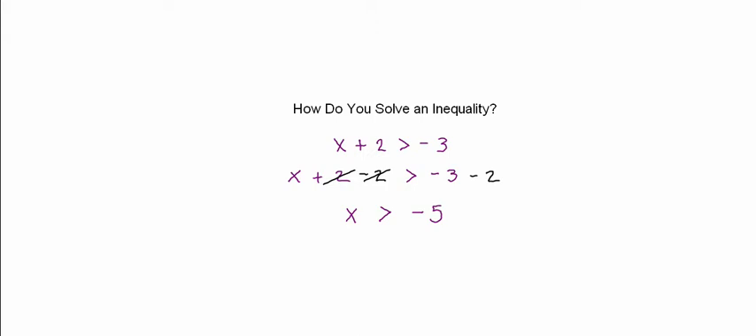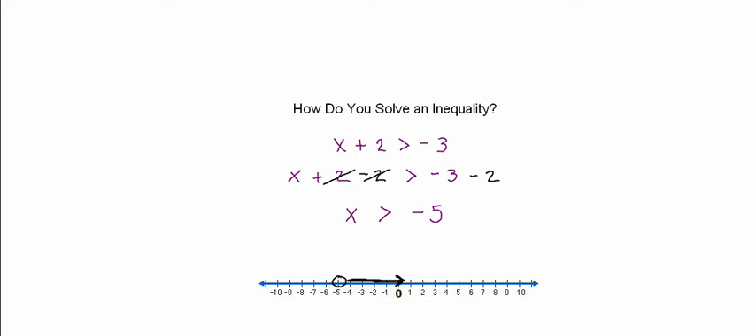So let's see what that would look like on a number line. We locate negative 5 on the number line and draw an open circle to show that negative 5 is not included in the solution. The solution would be all numbers greater than negative 5. And then we draw an arrow to the right to show that our solution is all numbers greater than negative 5.